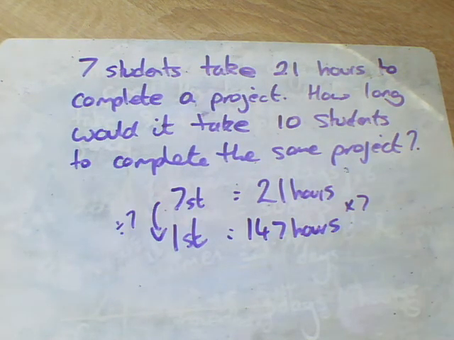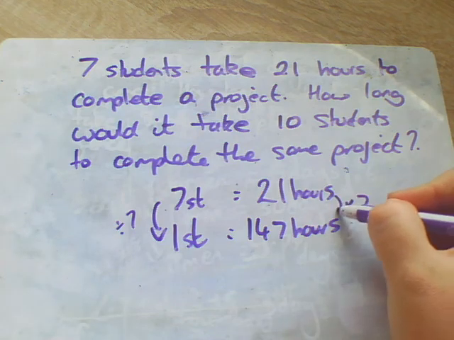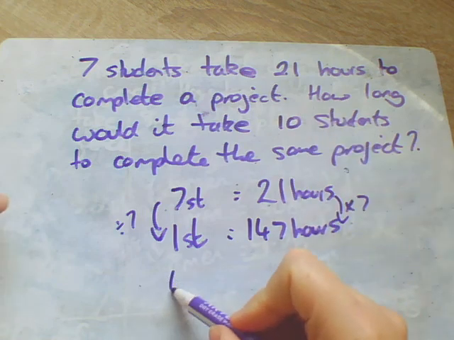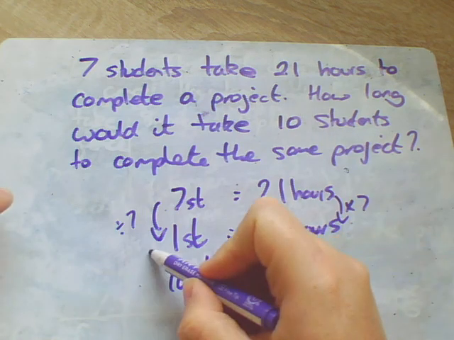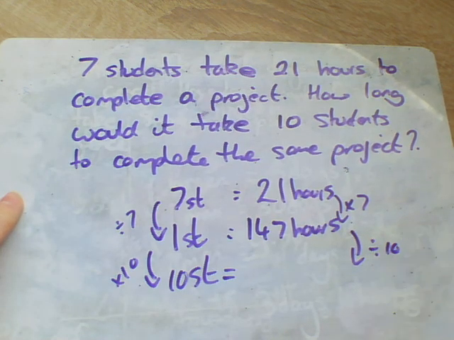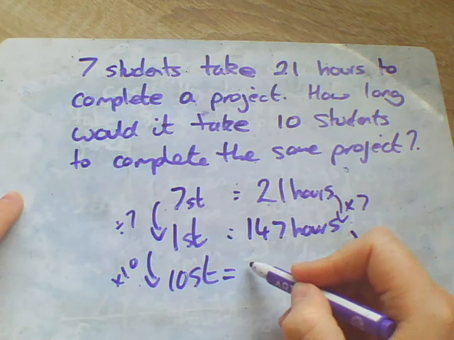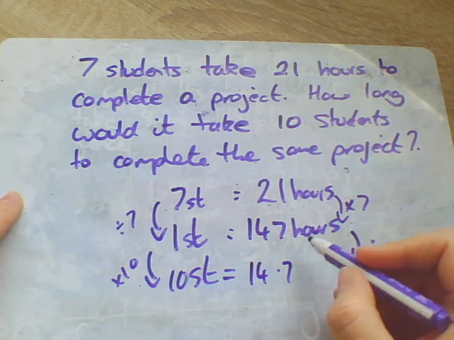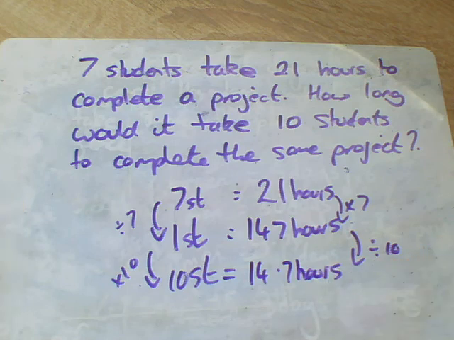So 7 students, 21 hours, so one student would take 147 hours because he's got to do his work and his friend's work and their friend's work and so on. So divide by 7 on this side, multiply by 7 on this side. I now want to know how long it would take 10 students. So if I've times by 10 on this side, I'm going to divide by 10 on this side. So 147 divided by 10, it would take 14.7 hours for 10 students to do the same amount of work.